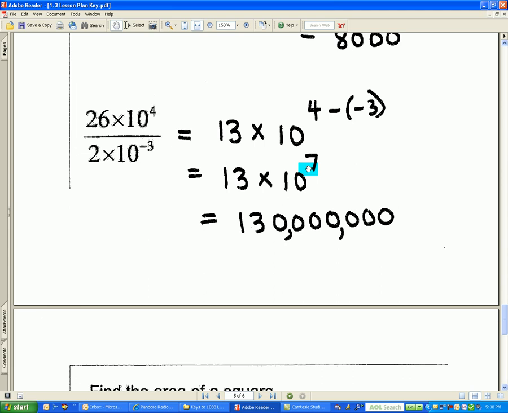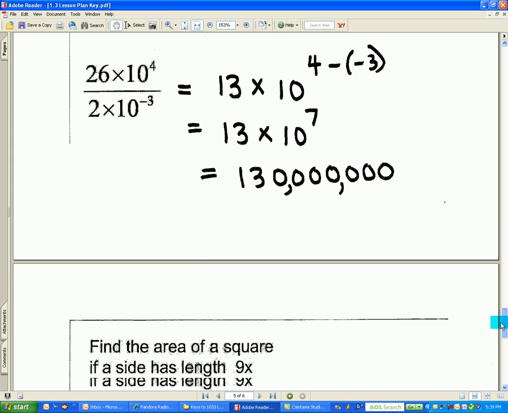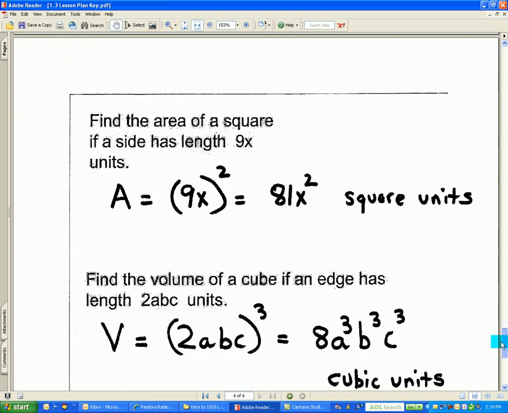Because our answer asks for standard notation, we move the decimal behind the 13, 7 spots to the right, and wow, we end up with a big number: 130,000,000. Again, a very nice bank account, right?